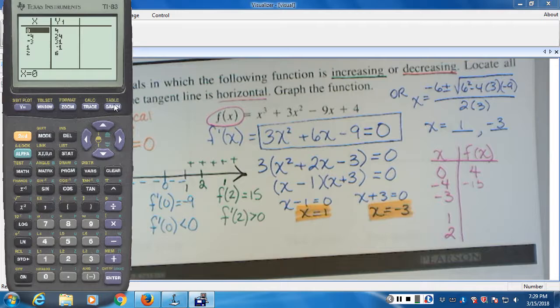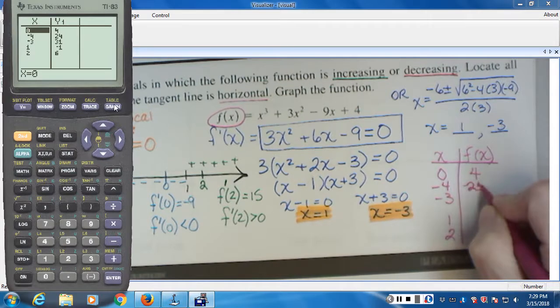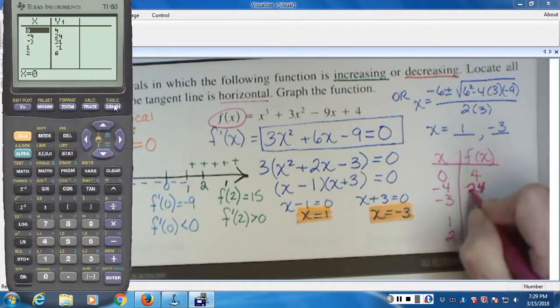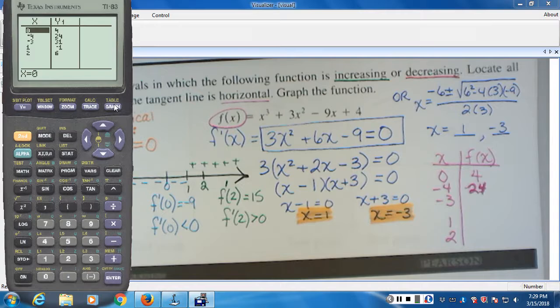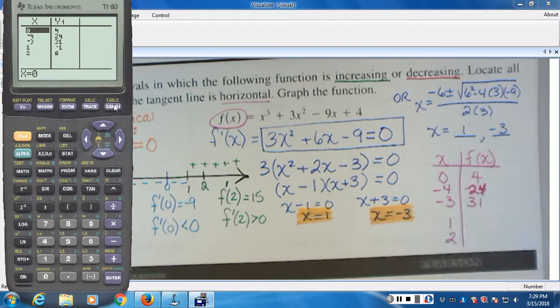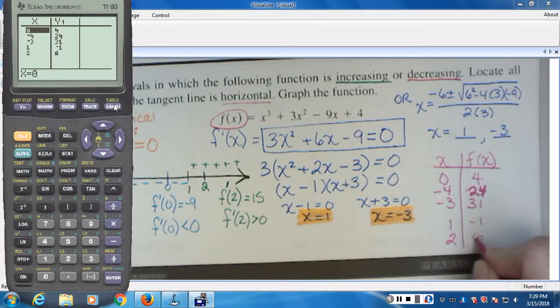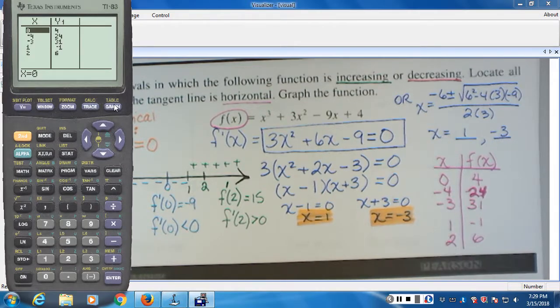There we go. So at 0, it's 4. At negative 4, it's 24. At negative 3, it's 31. At positive 1, it is negative 1. And at 2, it has a value of 6. So I've got 1, 2, 3, 4, 5, 6 points for the graph, and that's all I need. I don't need 25 points. I only need those 6.